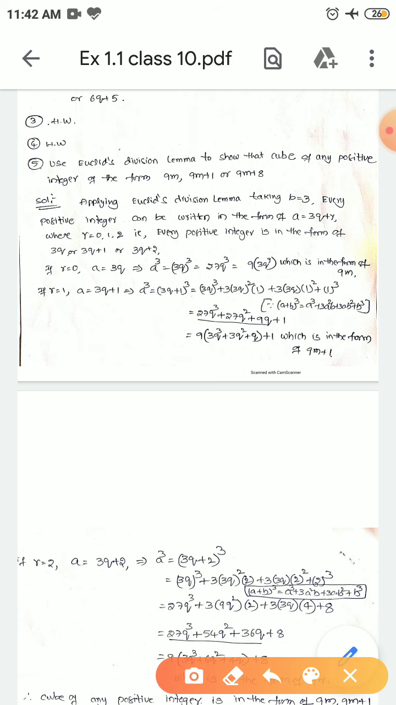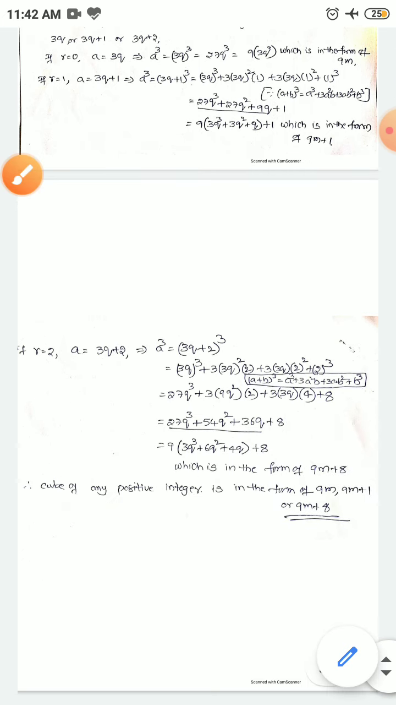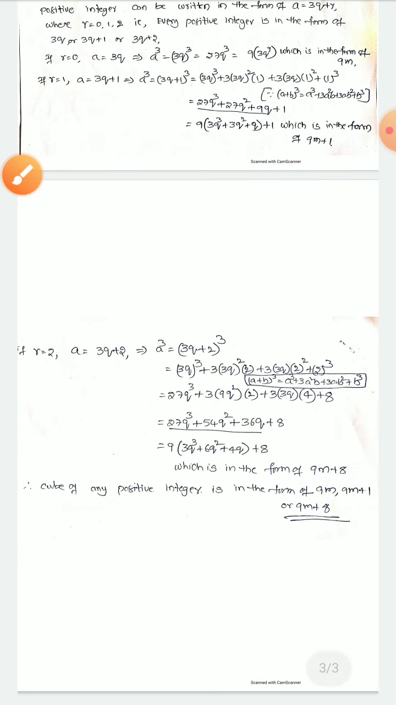Students may get confused: how do you get the 27, sir? Here this is 3q whole square, that will become 9q square, and 9 times 3 is 27q square. Here 1 square is 1 only, so 3 times 3 is 9q, and 1 cube is 1. If you take 9 common, it is in the form of 9m plus 1.